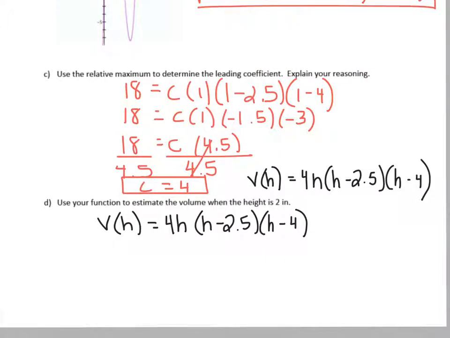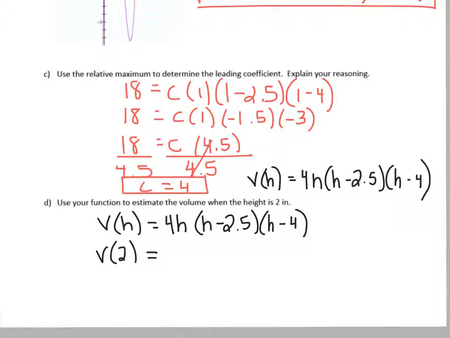All right, and finally in part D, it says to use your function to estimate the volume when the height is 2 inches. So what I did was I just rewrote our function right here. And if we want to estimate the volume when the height is 2, let's determine what V of 2 is. Let's replace all those heights with 2's. So we could write this out as V of 2 equals, and if we replaced this h with a 2, we're going to replace all of our h's with a 2.